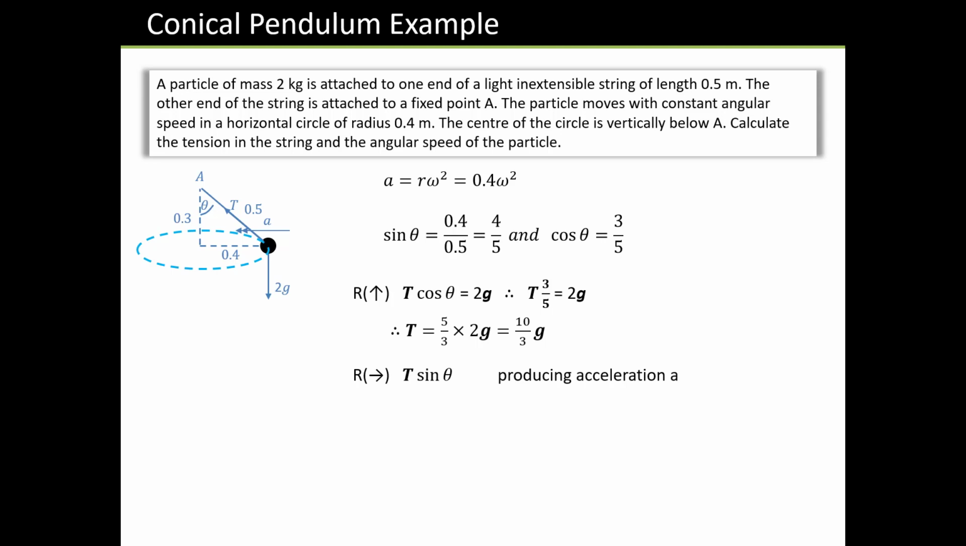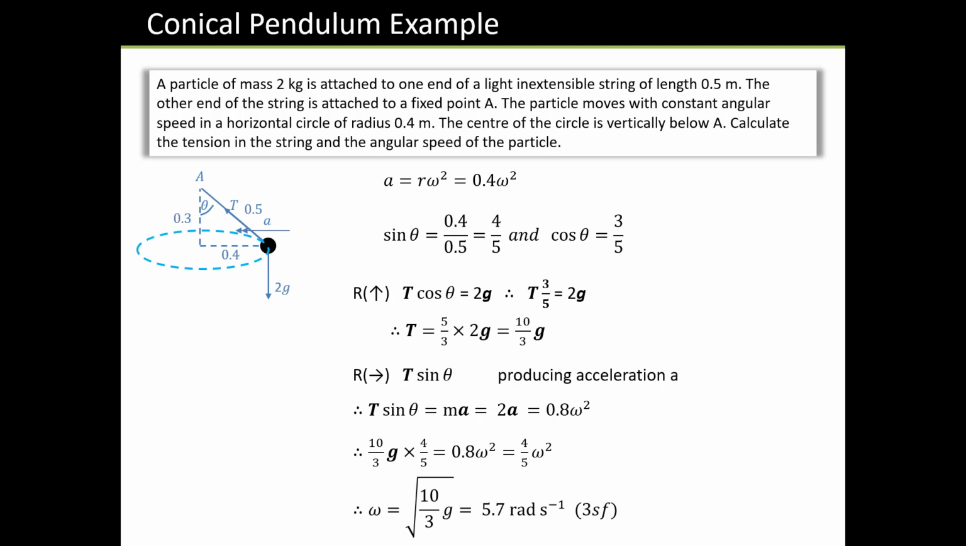I can then resolve horizontally. T sine theta generates an acceleration a, and a is simply r omega squared. I know what sine theta is. I can solve that equation, and I get an angular velocity of that.